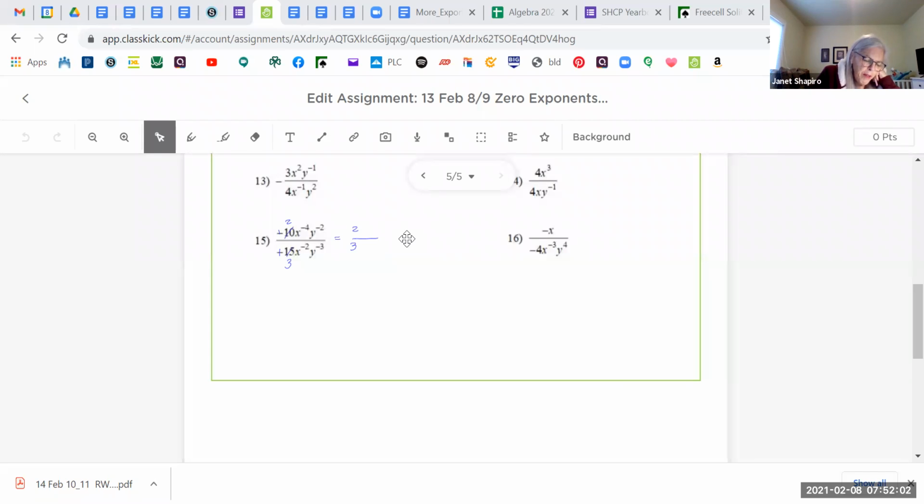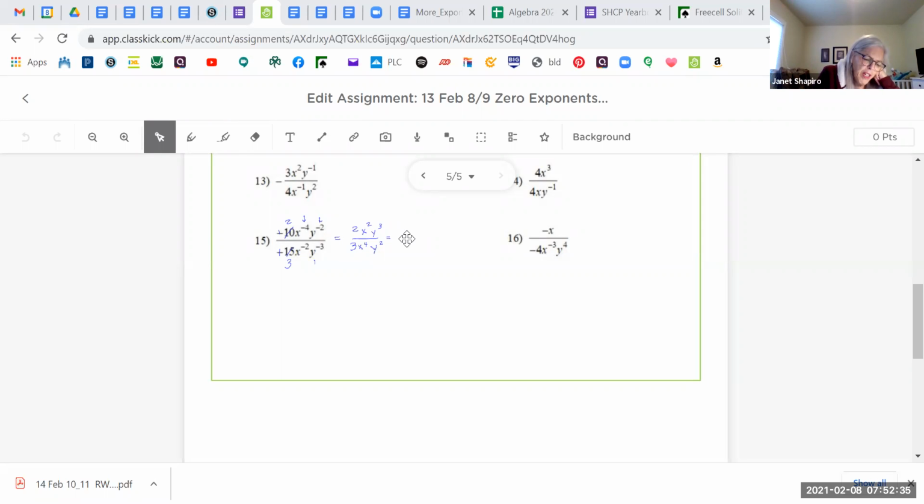I'm going to rewrite my variables all with positive exponents. So my x to the negative 4 goes down in the denominator as x to the 4th. My y to the negative 2 goes in the denominator as y squared. My x to the negative 2 goes to the reciprocal place, so it's in the numerator. And my y to the negative 3 goes from the denominator to the numerator.